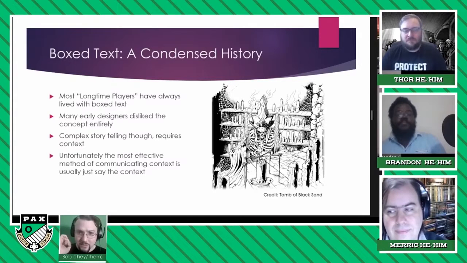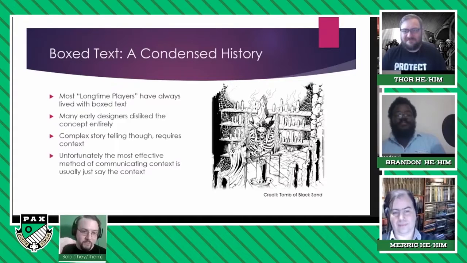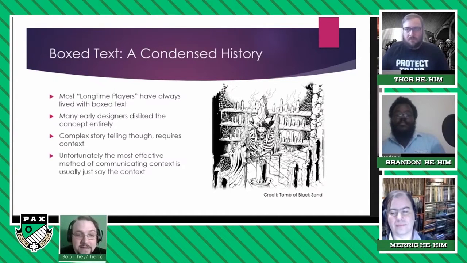Box text has been with us since the literal invention of tabletop role-playing games, as far as I can tell. Adventures were released with scenes and blank pages, like literal lines for the dungeon with nothing contained in it, and told dungeon masters to write in what they think would be appropriate in this particular room. However, even then, everybody acknowledged that, well, this isn't necessarily the best system, but it is the most effective system.